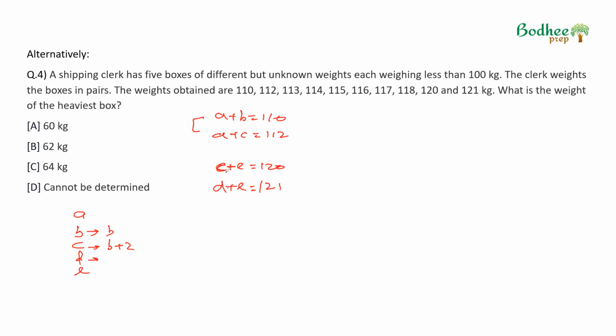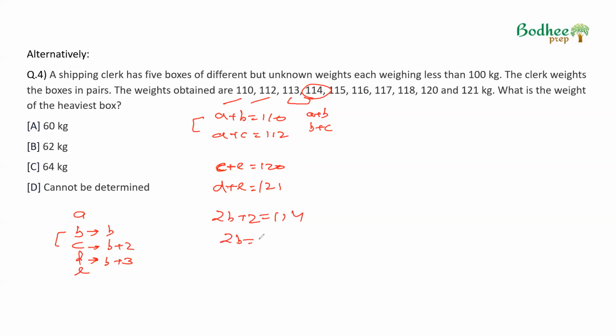Similarly, if you look at C and D, the difference has to be 1. So D has to be 1 more than C, therefore B plus 3. Now, when we look at the weight of B plus C, it will be 2B plus 2, so it has to be an even number, which will typically come out at 114, because this was A plus B, this was A plus C. We have A plus D and B plus C, which we are looking at. B plus C cannot be 113, so it has to be 114.